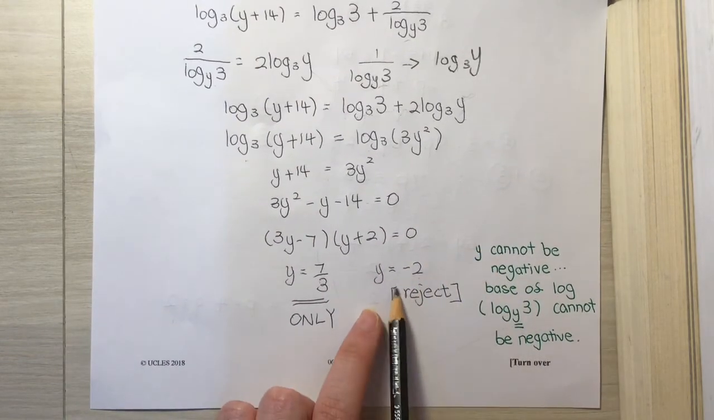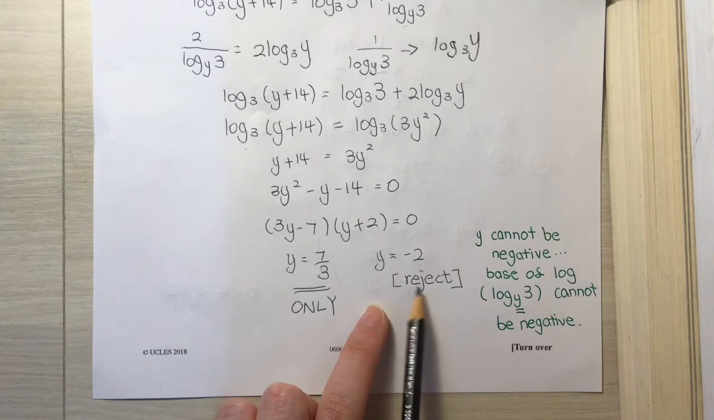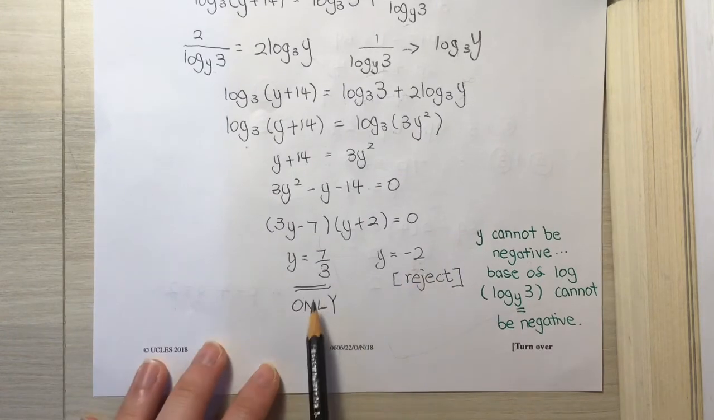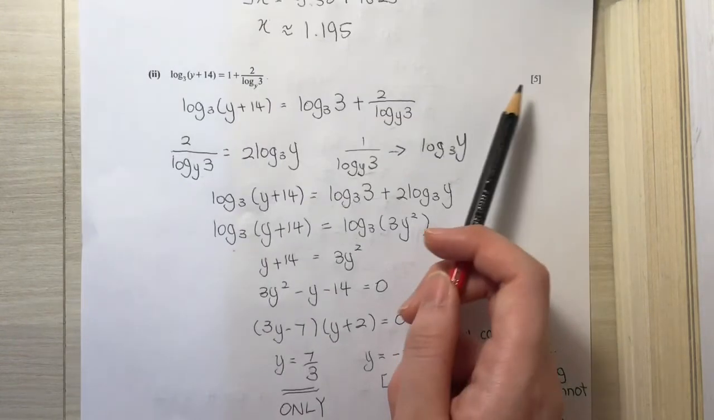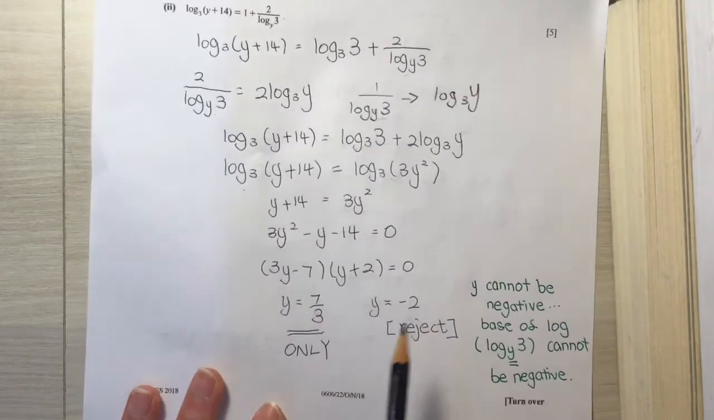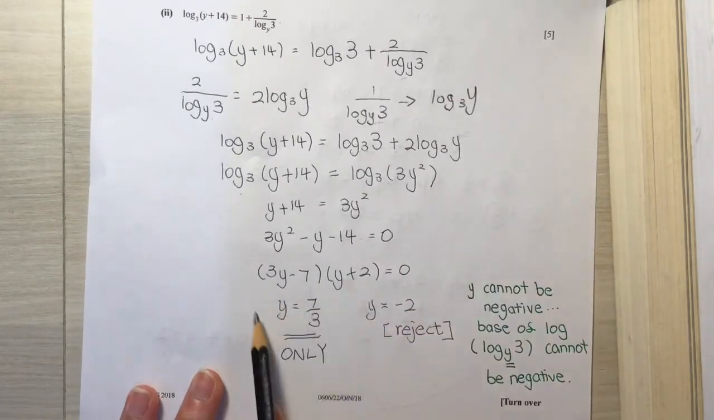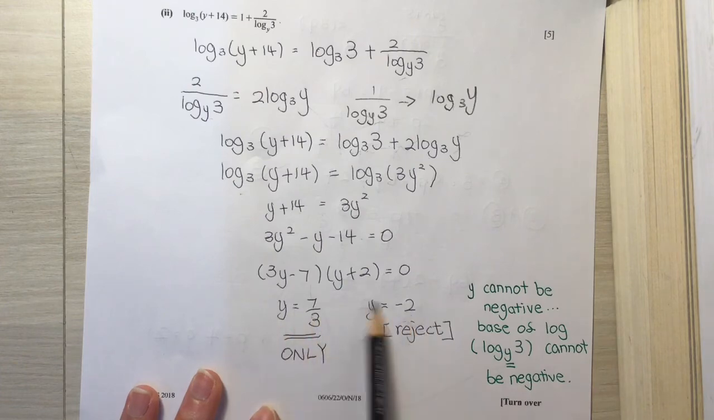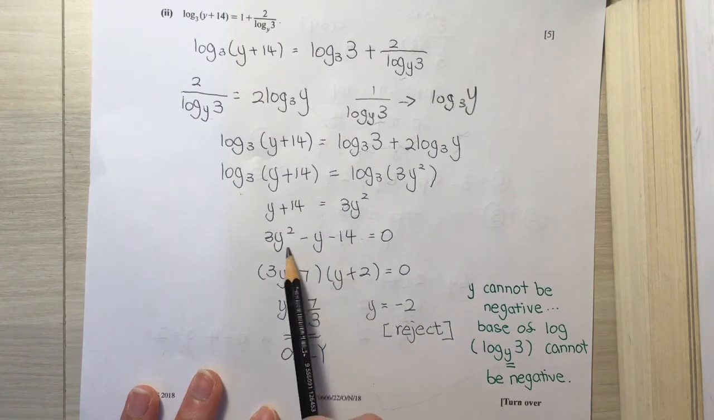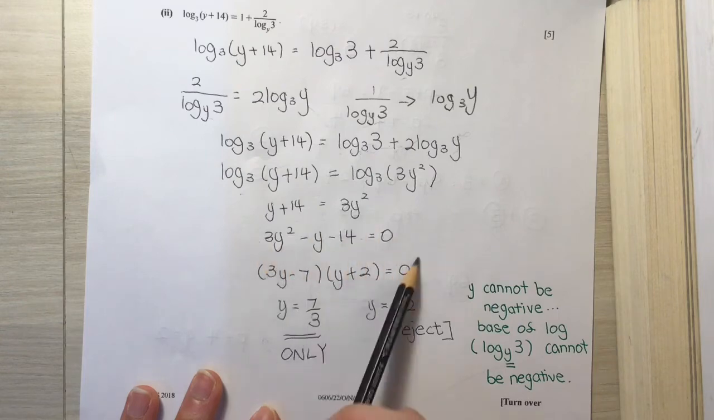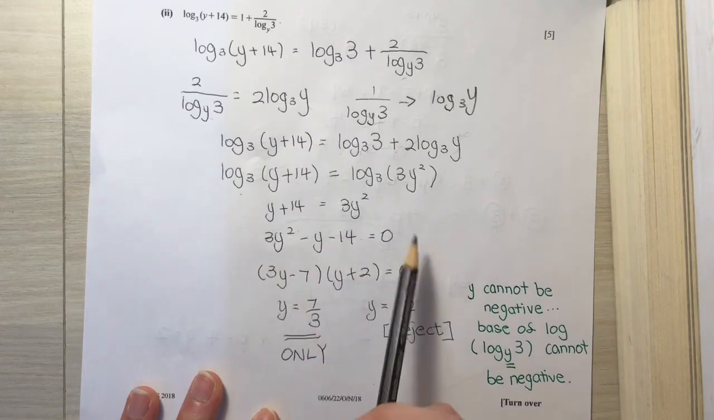Hence, you're supposed to let the examiner know that you reject this answer, and this will be the only answer in order to get all your 5 marks. So to get all your 5 marks, this is definitely 1 mark out of 5, and over here to reach this quadratic equation is another mark as well.